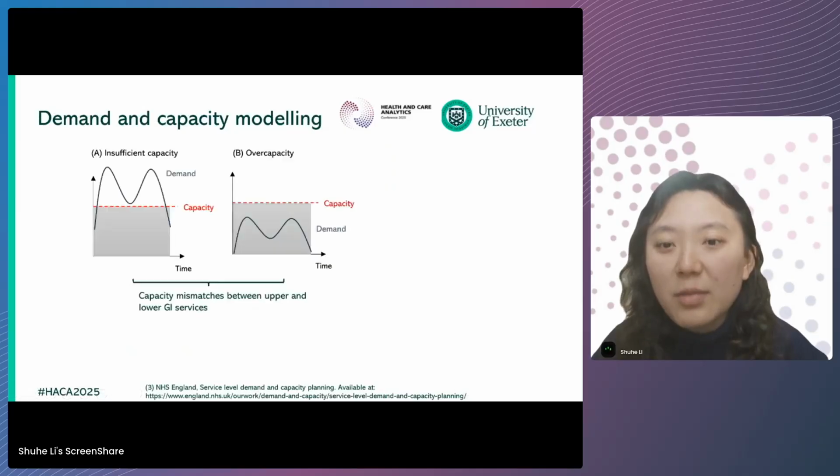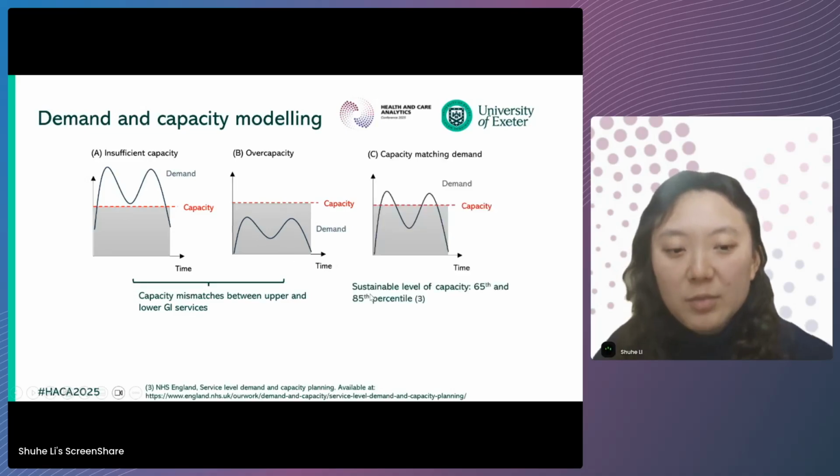Regarding demand versus capacity, there are three main scenarios in endoscopy services. Capacity mismatch problems are commonly observed between the lower and upper GI services. For instance, an over-provision of capacity for the upper GI combined with an under-provision for the lower GI procedures. The optimal situation would be capacity matching demand.